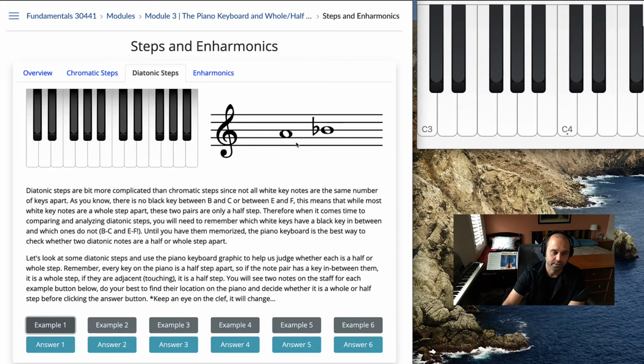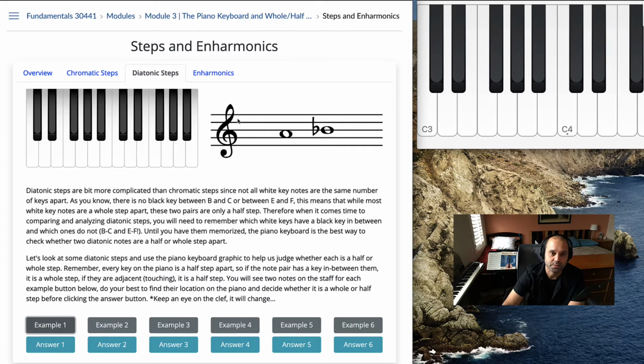All right, so a half step and a whole step are the same whether they're chromatic or diatonic. So one key over on the piano, or two keys over on the piano, or on a guitar, one fret over in either direction, or two frets over in either direction. So a half step is one space, one semitone, and a whole step is two.